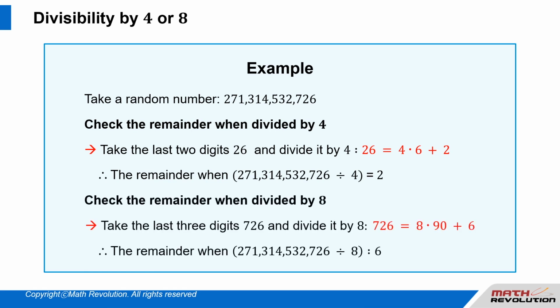Now to check the remainder when 271,314,532,726 is divided by 8, just take the last three digits, 726, and divide by 8. Then we get 726 equals 8 times 90 plus 6. So the remainder when we divide 271,314,532,726 by 8 will also be 6.